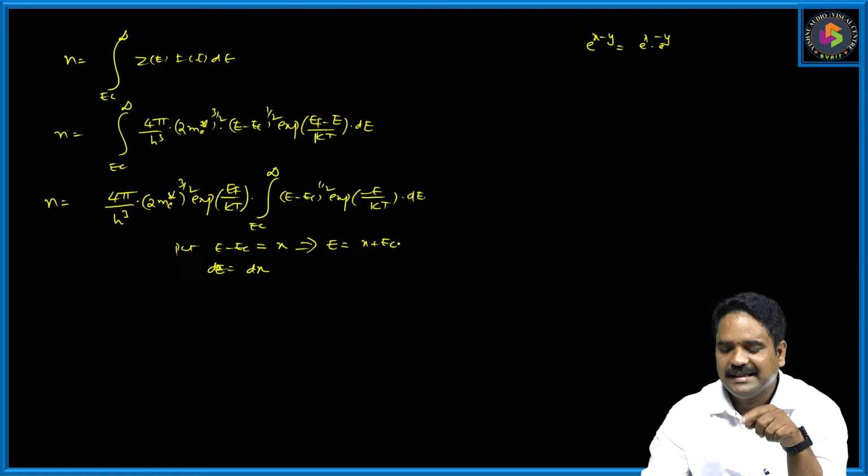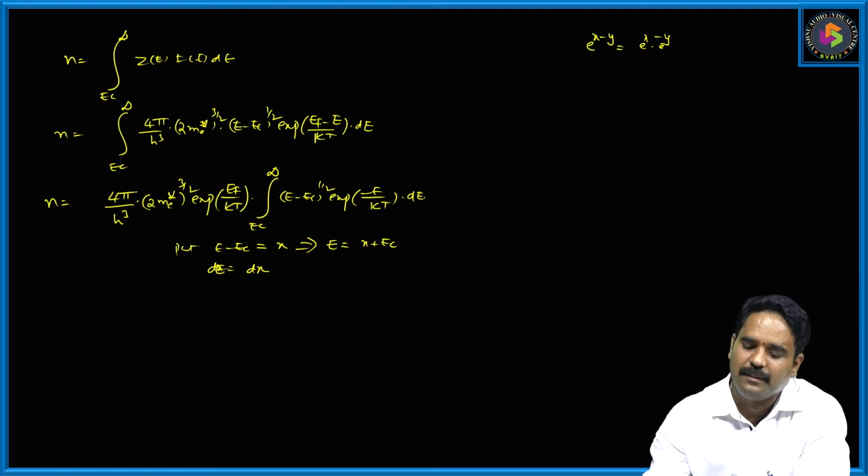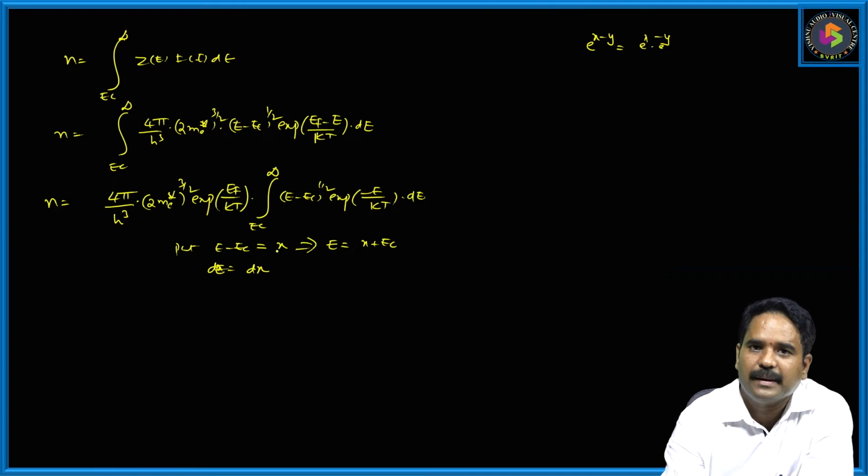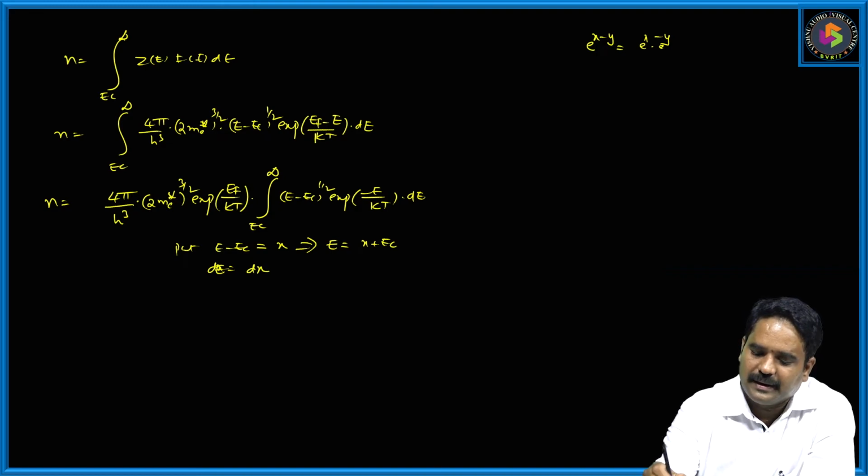And if you see the limits, if you take the lower limit Ec, we substitute E equals Ec, so Ec minus Ec equals 0. Then the lower limit will be 0. Now we will take the upper limit. Infinity minus Ec is infinity minus something, which is infinity. Then the upper limit will be infinity. So we will substitute here.